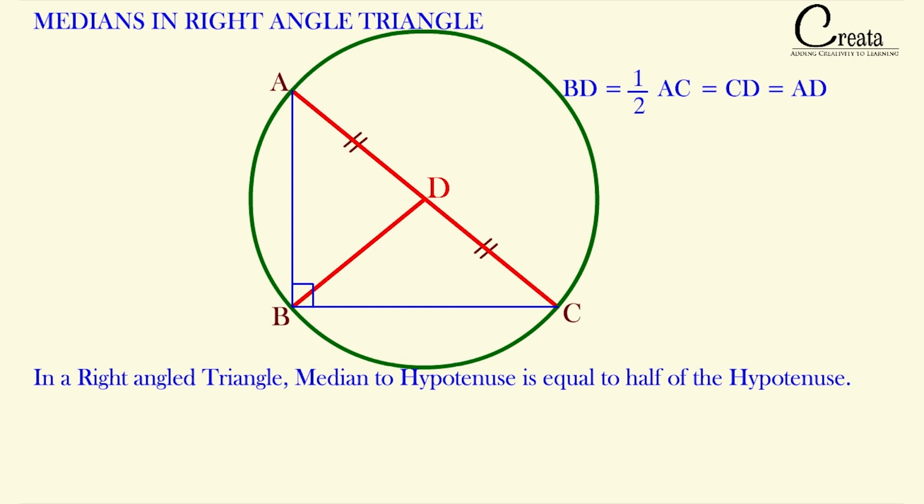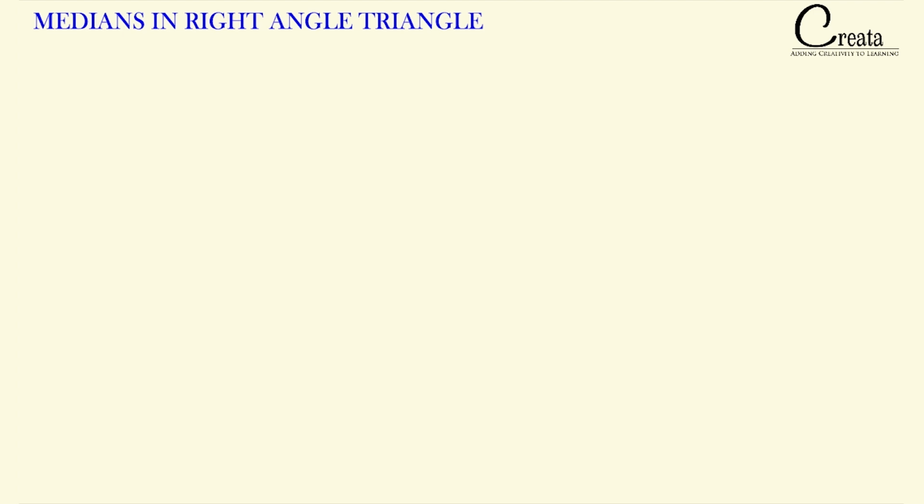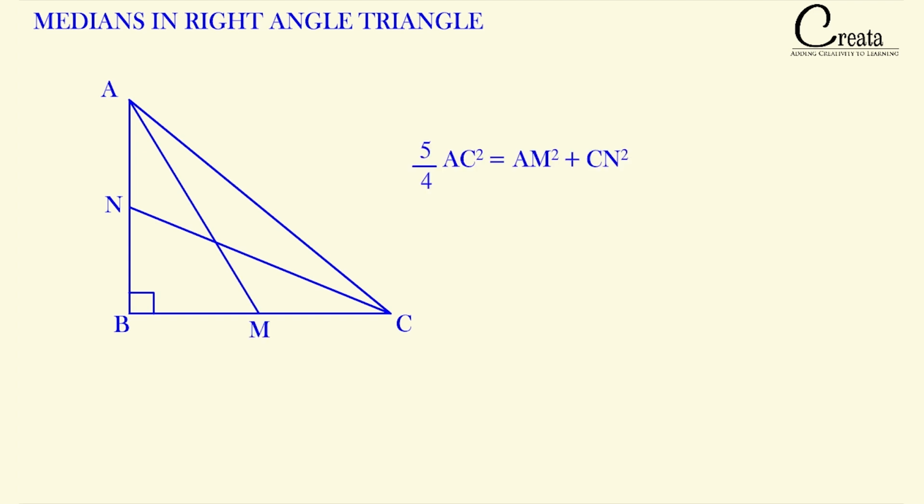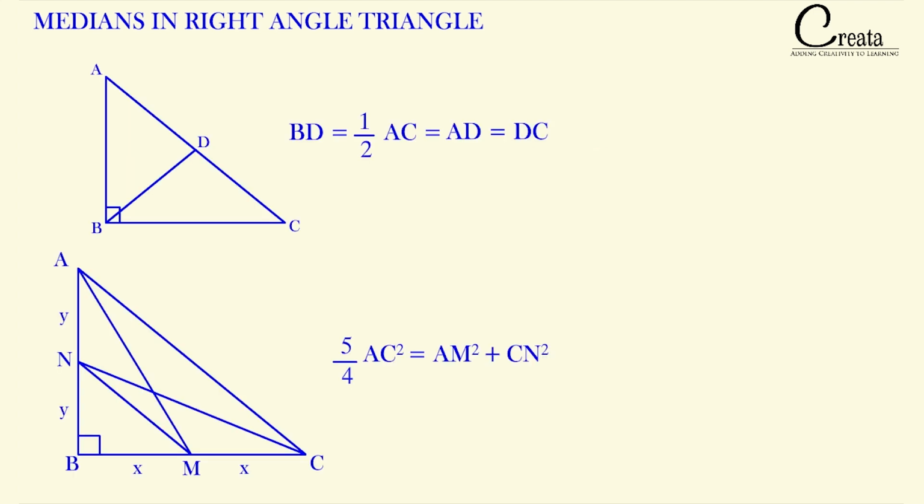Now let's move to the second property of medians in a right angle triangle. Let's take a right angle triangle ABC with 2 medians as CN and AM. For this property, the formula is 5 by 4 AC square is equal to AM square plus CN square. In other words, we can also say 5 by 4 hypotenuse square, that is AC square, is equal to sum of square of the 2 medians, that is AM square plus CN square. So this is also an important relation in a right angle triangle with the medians. Okay, these are the two fundamentals or the properties of medians in a right angle triangle.